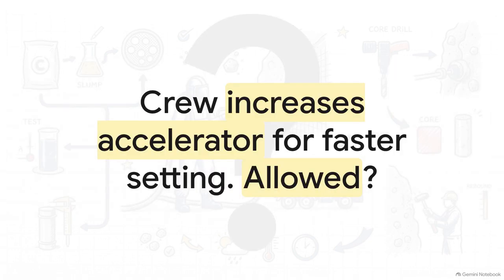And here is our third and final scenario, and honestly, this one is really going to test your boundaries as an inspector. You're on a job that's using an accelerator. The crew decides, totally on their own, to just bump up the dosage. Why? Because they want the overhead material to set up faster, so they can speed up their workflow and go home early. Is this allowed? And how exactly are you supposed to handle it?